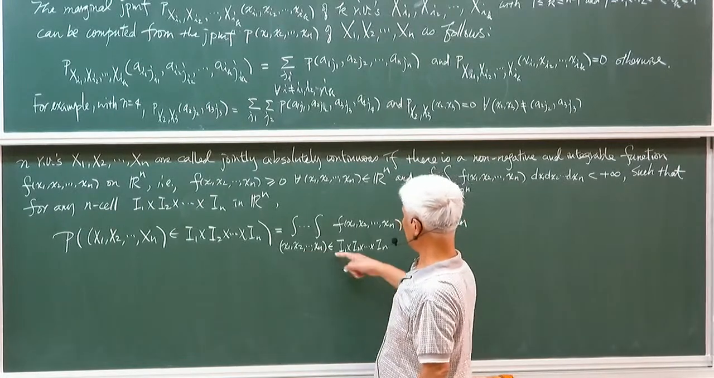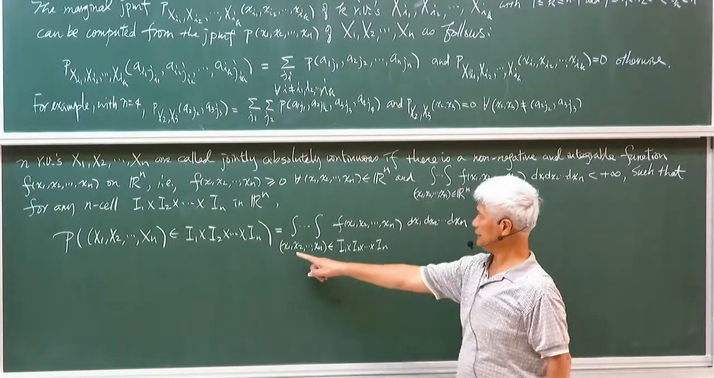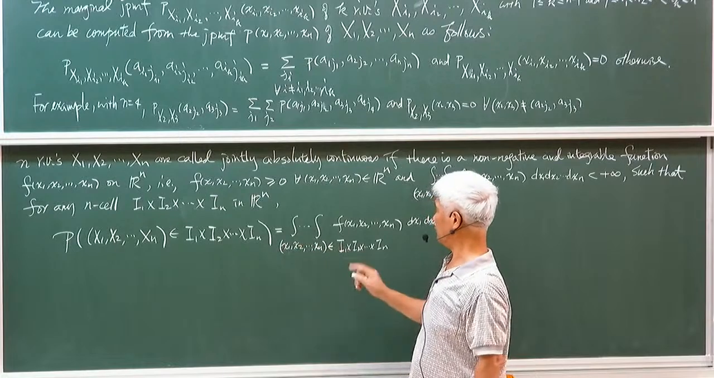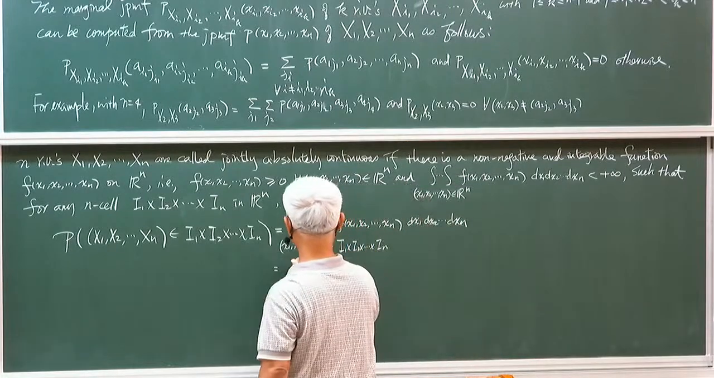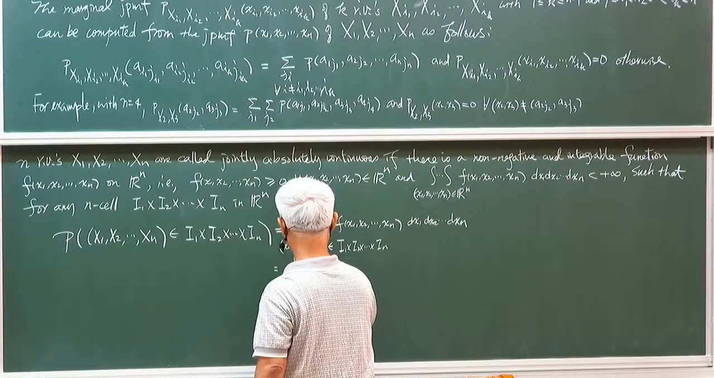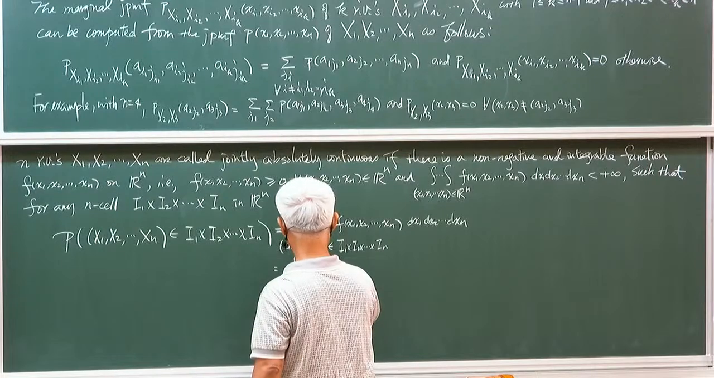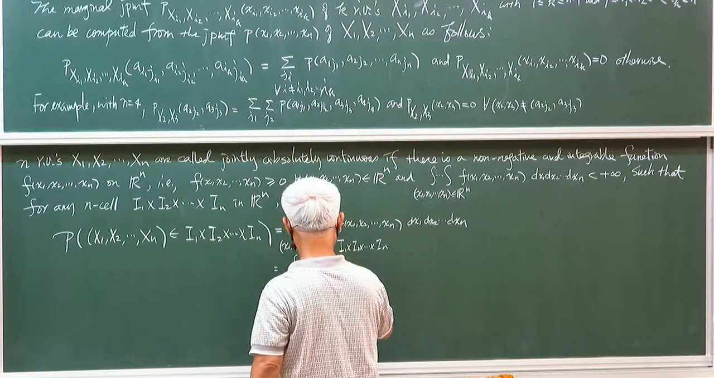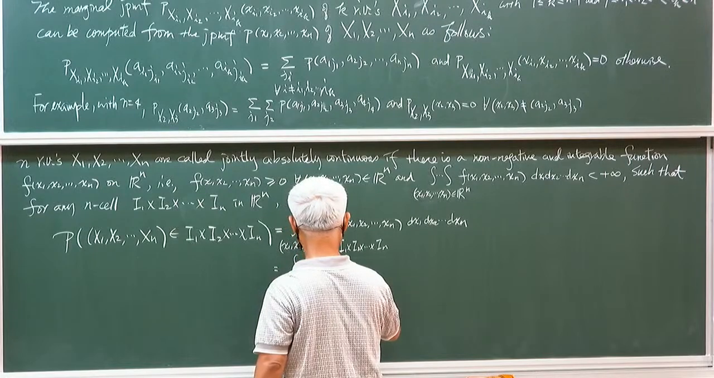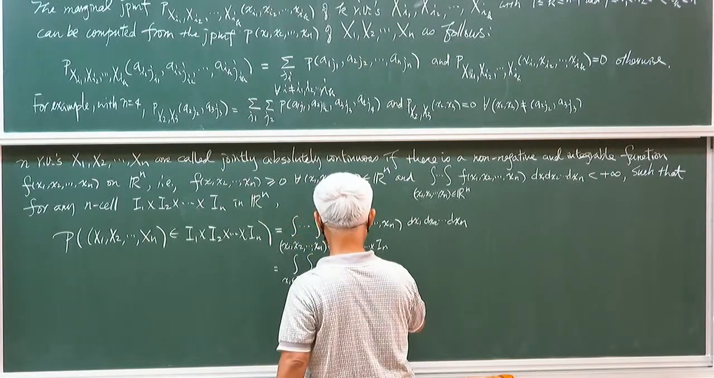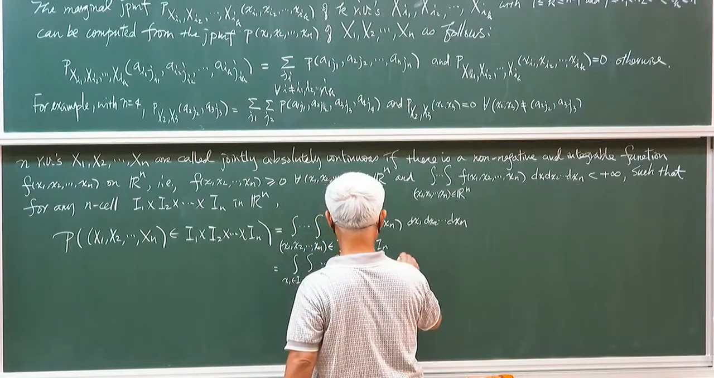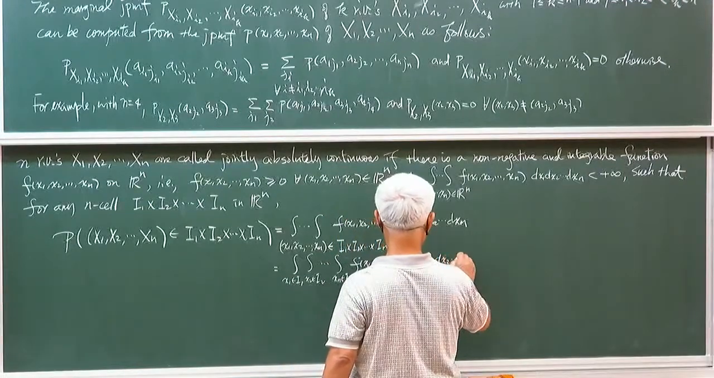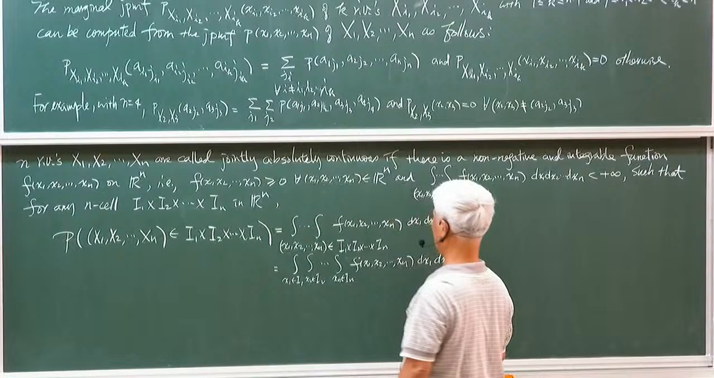And because each variable is in its interval, this means that x1 is in I1, x2 is in I2, xn is in In. Okay.